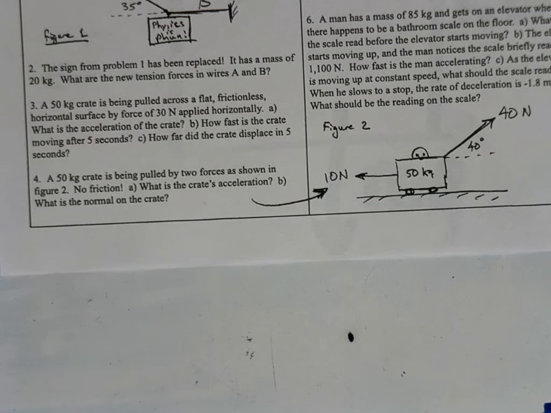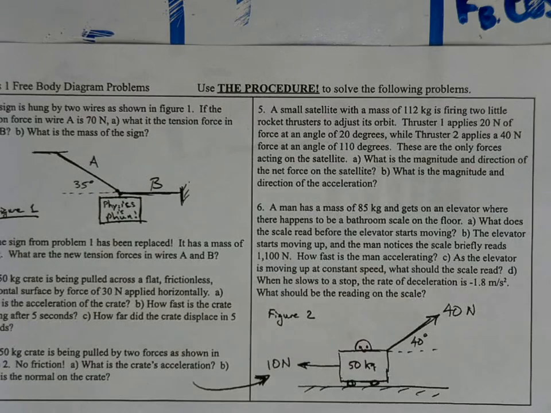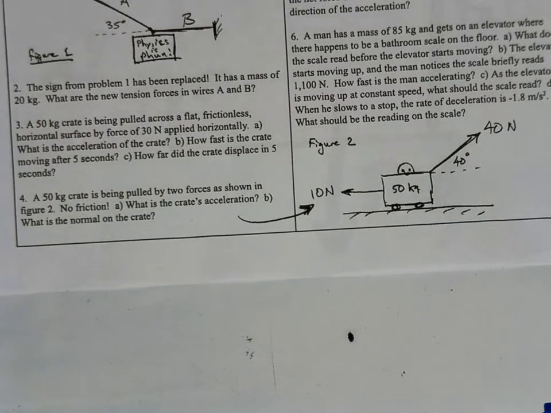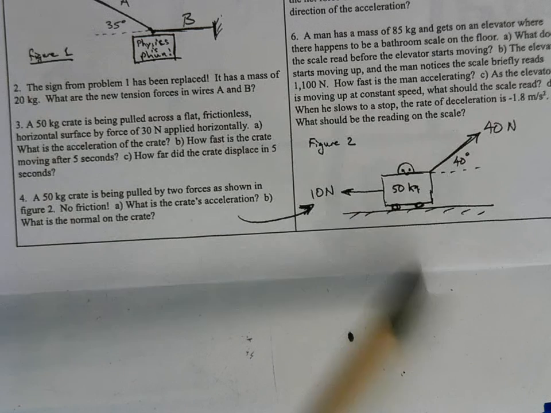All right, we're going to do problem number 4 on the free body diagram problems. And so here's the worksheet. It says a 50 kilogram crate is being pulled by 2 forces as shown in figure 2. And that's figure 2 right there, right next to it. There's no friction. What is the crate's acceleration?